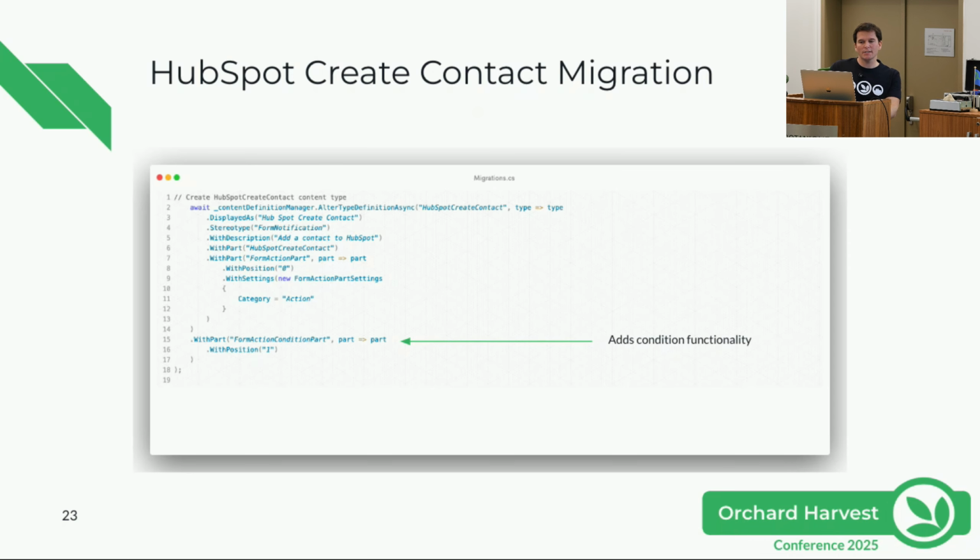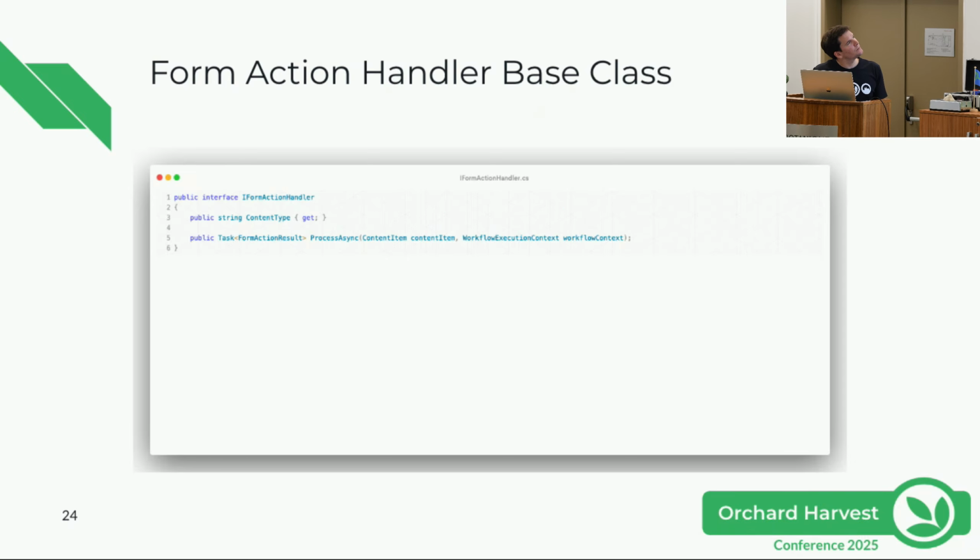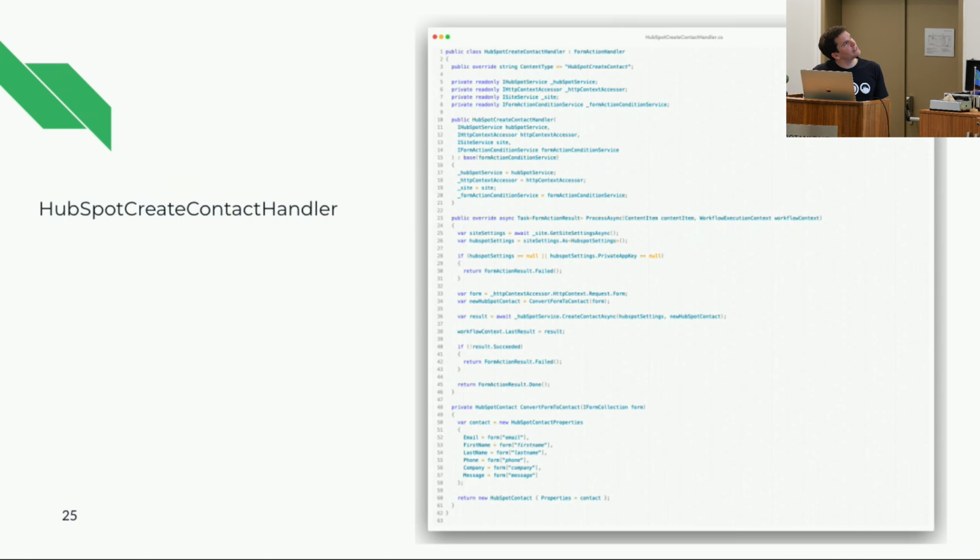There's really not much to say about this in terms of the migration. We've just got a part that adds the conditional stuff, and the important thing here is that the stereotype form notification is the thing that's picking it up in the drop-down for the actions. A single process async for base class. And this just shows the flow for adding an action handler. Again, a super simple process. Really all it's doing is a gateway to the HubSpot integration service and creating a contact from the form values that it pulls out.